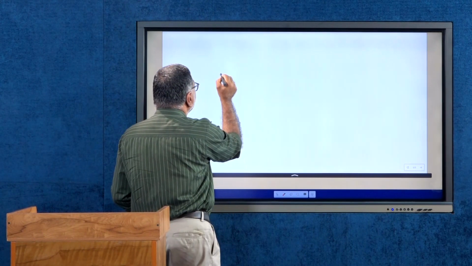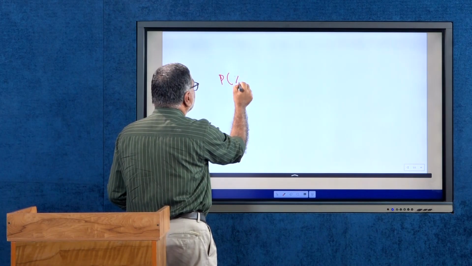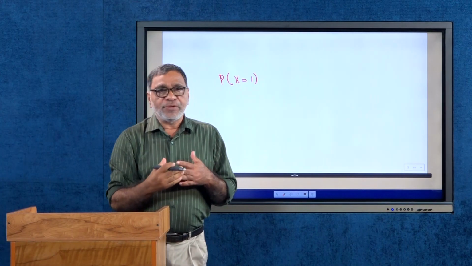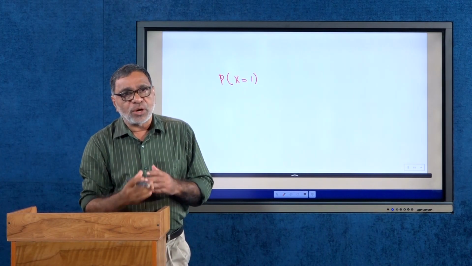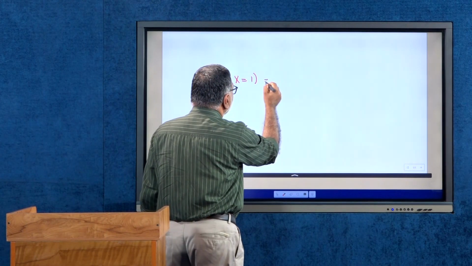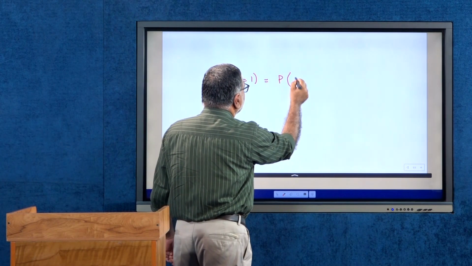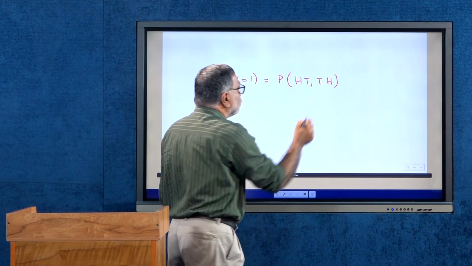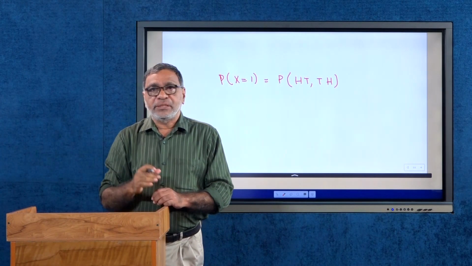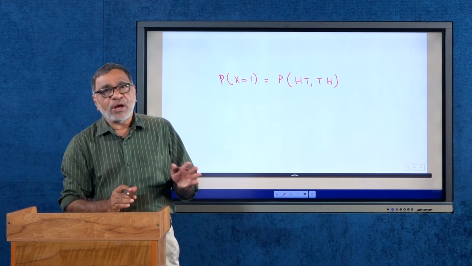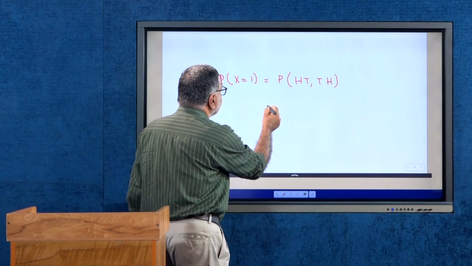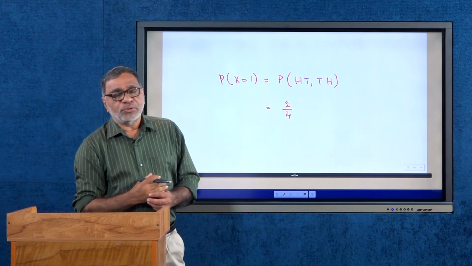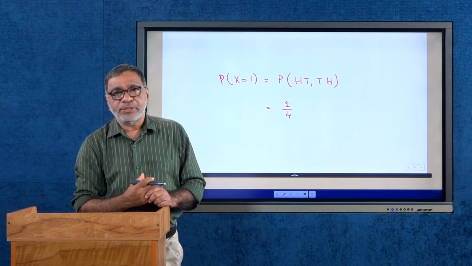And probability of x is equal to 1. What is the meaning of probability of x is equal to 1? The probability of x is equal to 1 means number of heads is equal to 1. How does the number of heads equal to 1 get obtained? That is, the outcome may be HT or TH. So, if the outcomes are either HT or TH, we have x is equal to 1. So, that means out of 4 cases 2 are favorable. So 2 out of 4. So 2 by 4 is the probability of x is equal to 1.